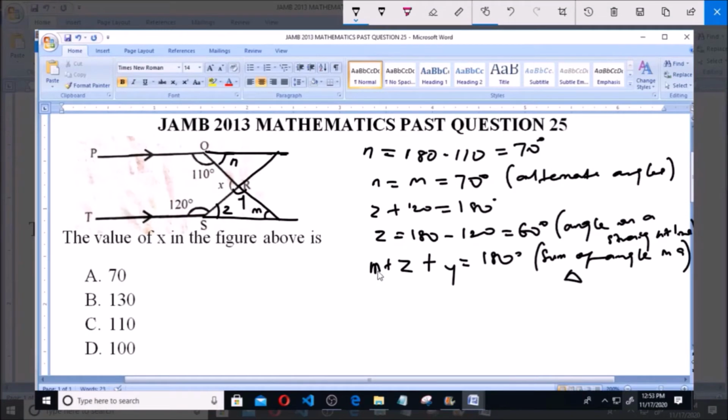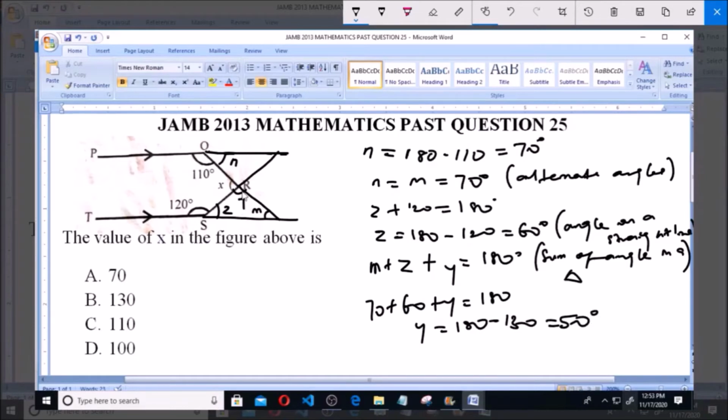Now we have angle M, which is 70 degrees, angle Z, which is what? 60 degrees. So we can simply find what? Y. So that means M, which is 70 degrees, plus Z, 60 degrees, plus Y is equal to 180 degrees. So Y is equal to 180 minus 70 plus 60, which will give us 180 minus 130, and this is equal to 50 degrees. So angle Y is equal to 50 degrees.